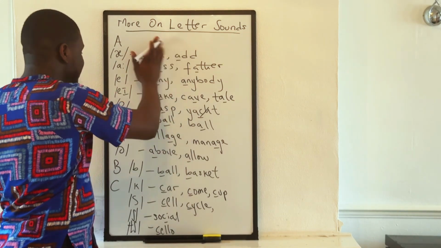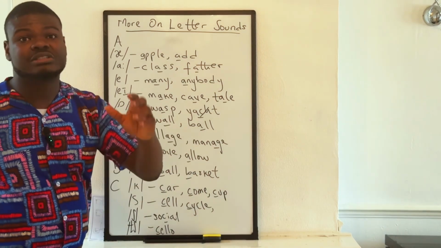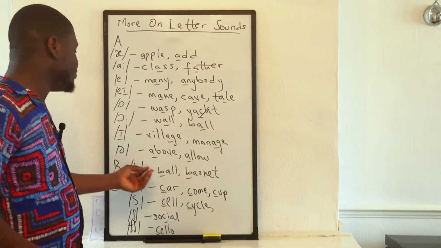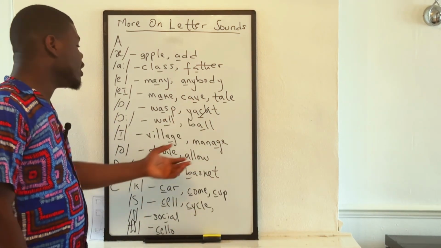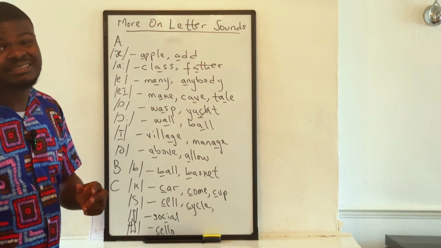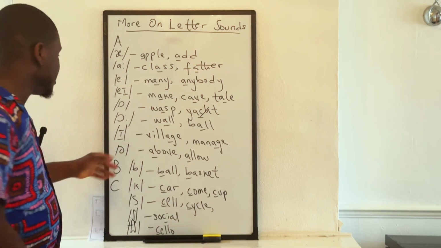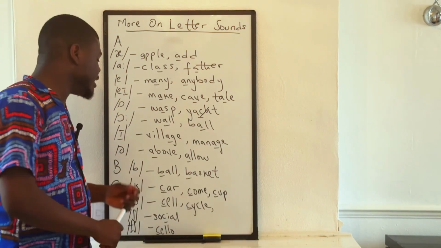So we go to the next letter, and that's letter B. Letter B only gives us just one sound, which is the /b/ sound, as in ball, basket. Wherever you find letter B, it will always give us the B sound, except for a few instances where it is totally silent.